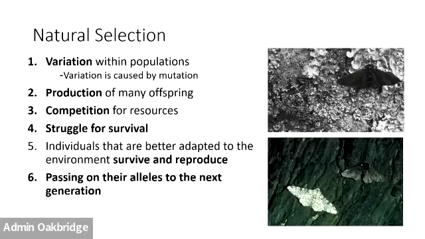Next one, passing on the alleles to the next generation. Okay, so in this case, if this area is full of trees with lichen, this peppered moth will survive. It has the advantageous characteristic. Okay, it will go on to reproduce. This one will be eaten by the birds. No more already. So the speckled moth will pass on the alleles to the next generation. More of the future generation will be the same color as this.